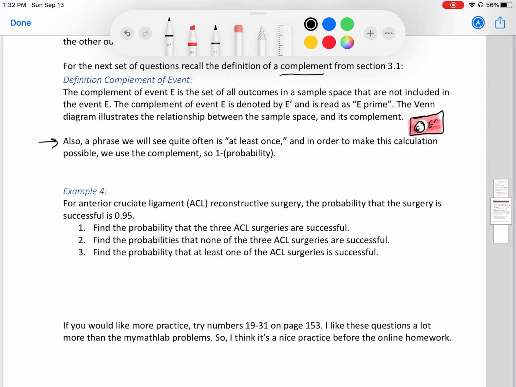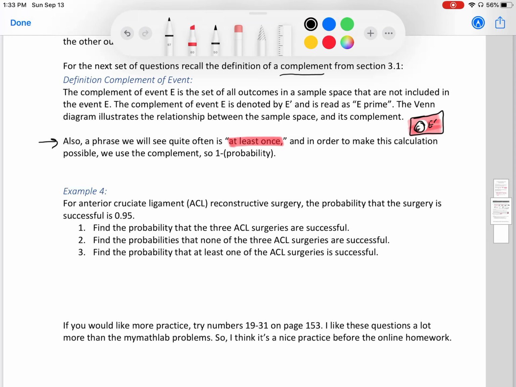Also, you'll see this a lot. A phrase you will see quite often is "at least once." In order to make this calculation possible, use a complement. So ignore the "at least once," find your probability, find your answer.